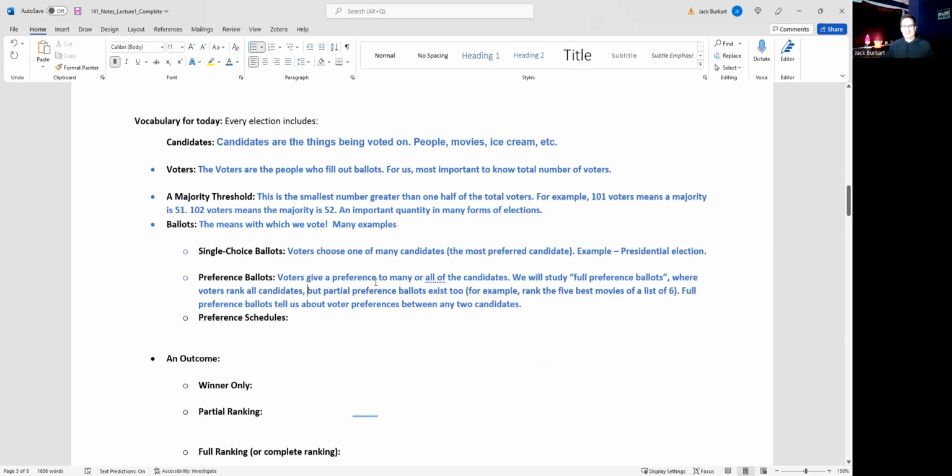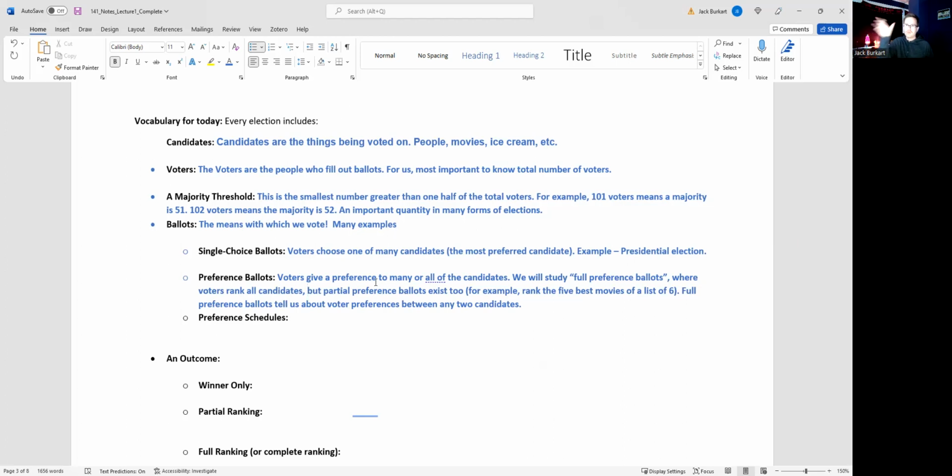Now, in practice, things like partial preferences exist. Maybe we have 10 candidates and you're asked to rank your top 3. That type of election would feature partial preference ballots. The nice thing for the purposes of this course about full preference ballots is they tell us the complete voter preference between any 2 candidates, and all information about what a voter feels about all the candidates can be extracted from a full preference ballot.